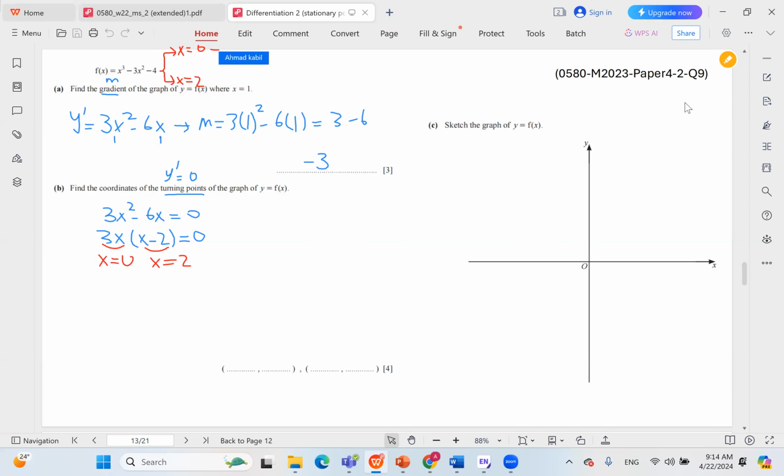When x is 0, y is simply 0 minus 0 minus 4, so -4. When x is 2, y would be 8, and then minus 3 times 2 squared, so 3 times 4, so 12, and then minus 4, so y equals -8. So the coordinates of the turning points will be (0, -4) and (2, -8).